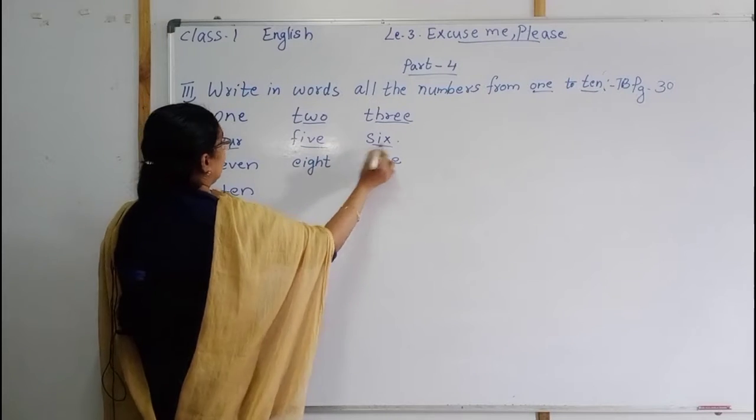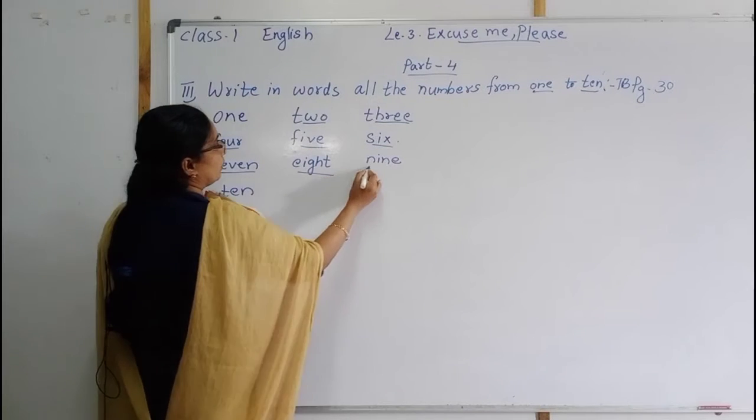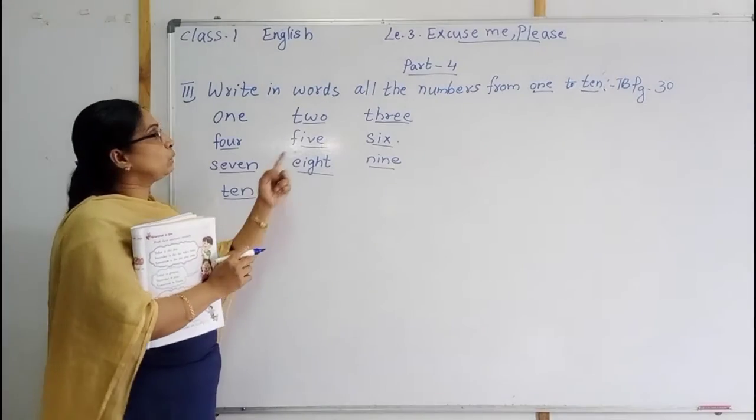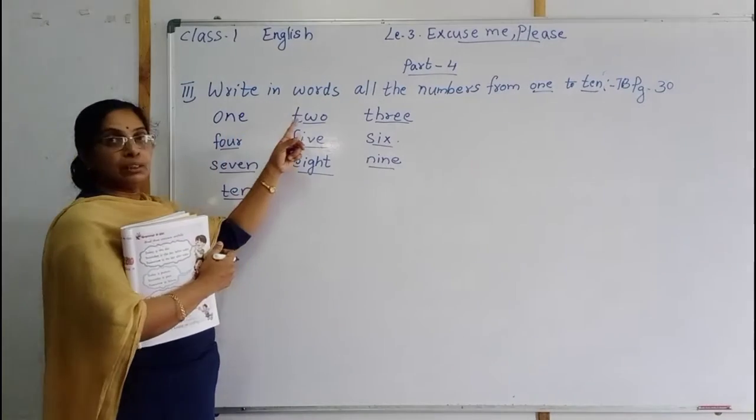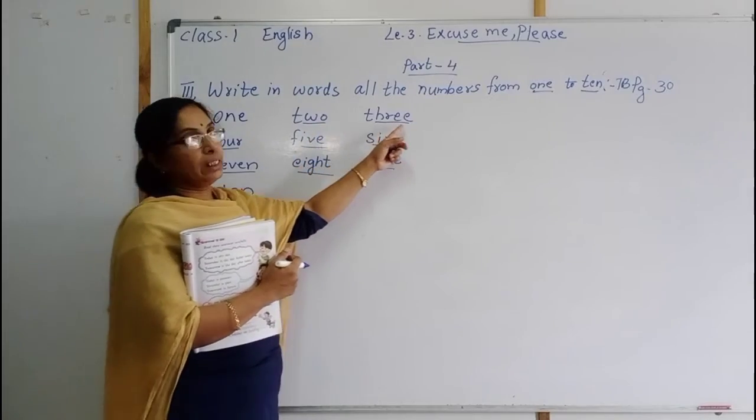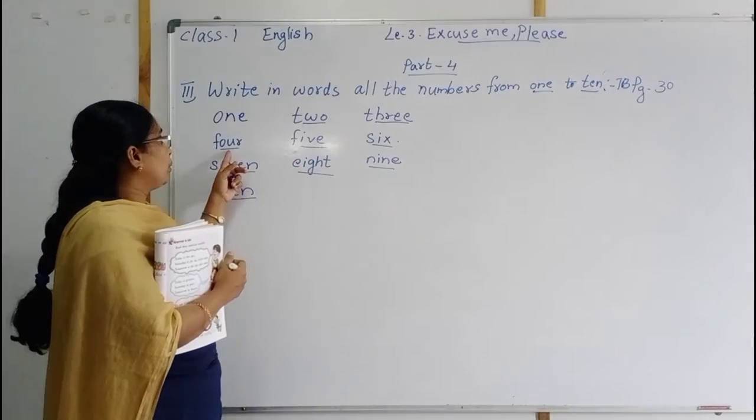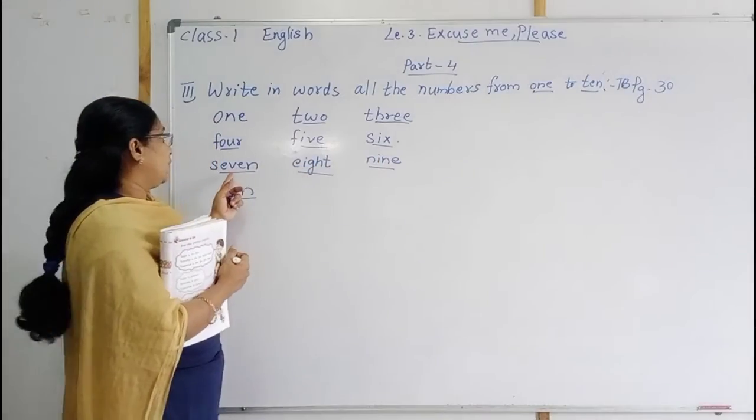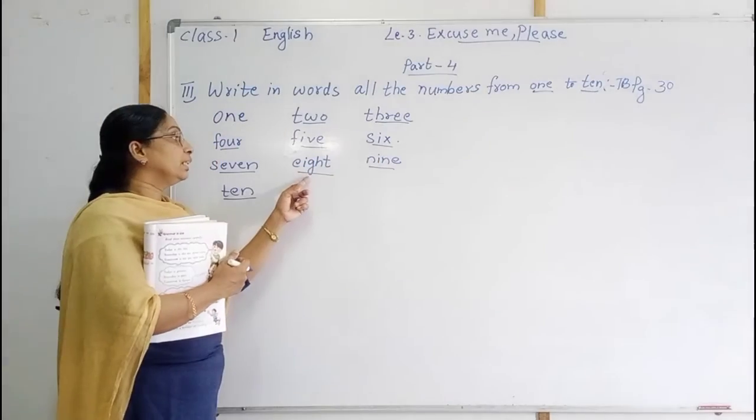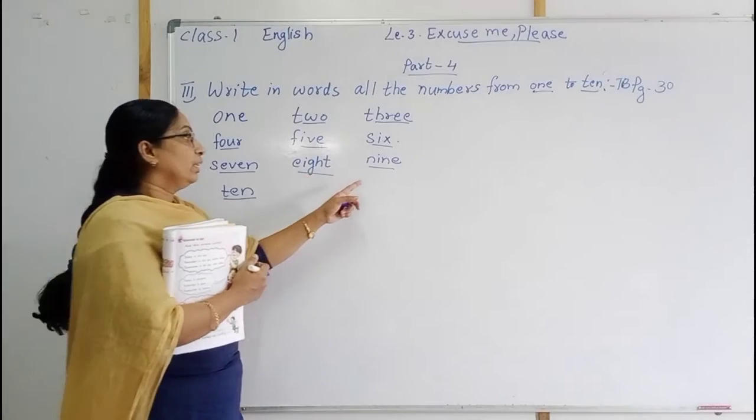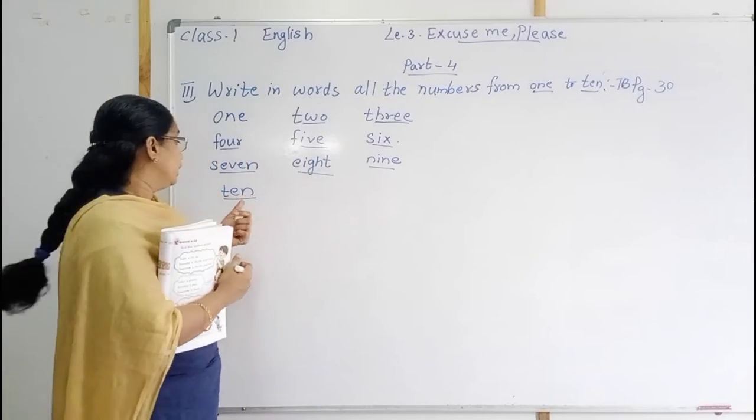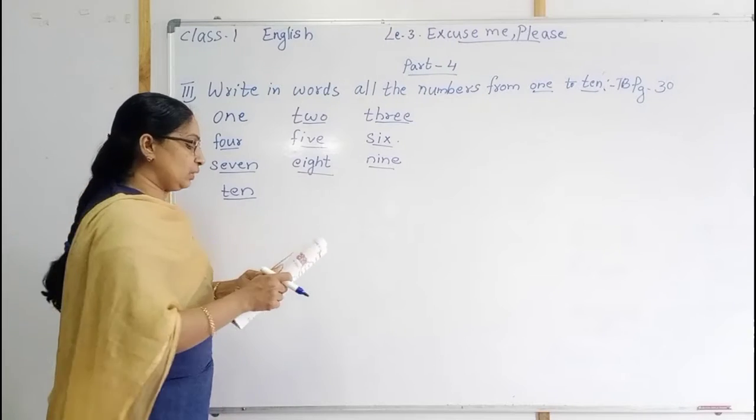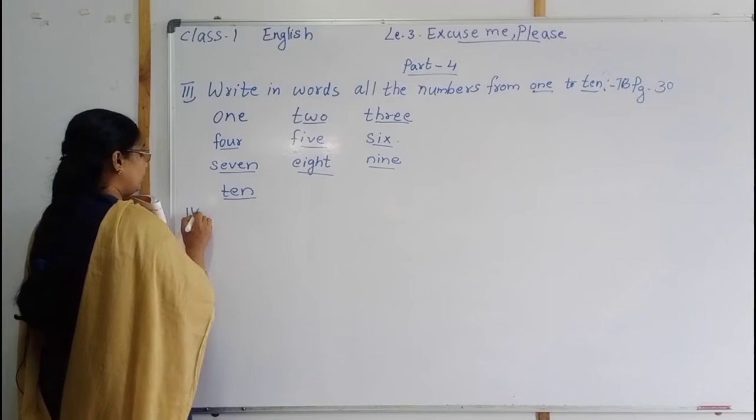These are the blanks you are getting, children. One is started. These are the numbers in words 1 to 10. One, two, three, four, five, six, seven, eight, nine, ten. Very simple, no?